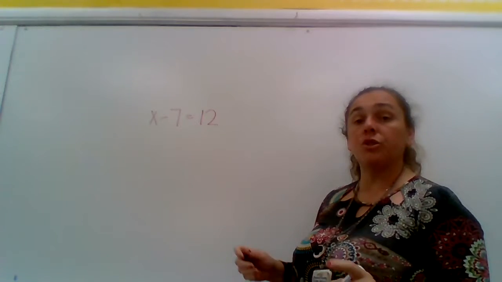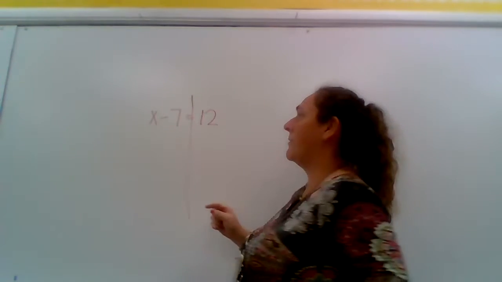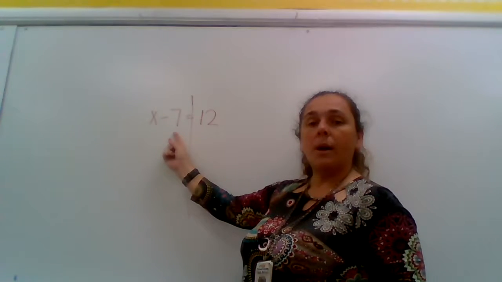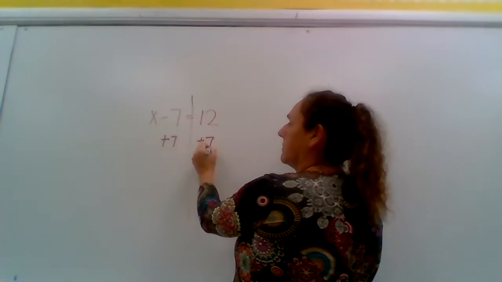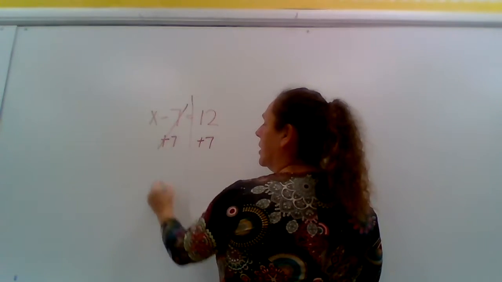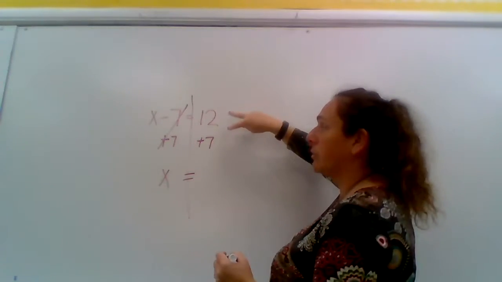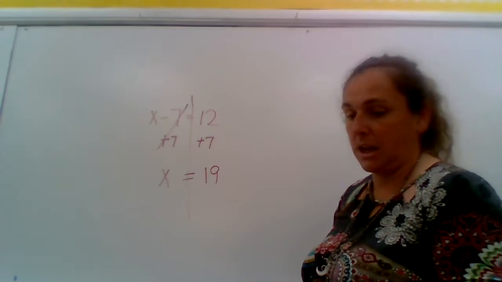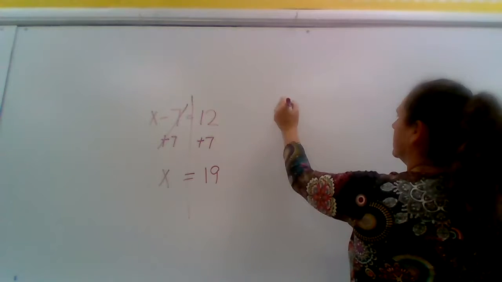The first thing you want to do is find your variable. On the side with my variable, I want to know what's going on with it. It's a subtract 7. So the opposite of subtract 7 is add 7. So you're going to do that to both sides. Because these are the opposite of each other, these cancel each other off, and you're left with x equals, and now you're going to do your math, 12 plus 7, they're both positive, and so I'm going to get an answer of 19.